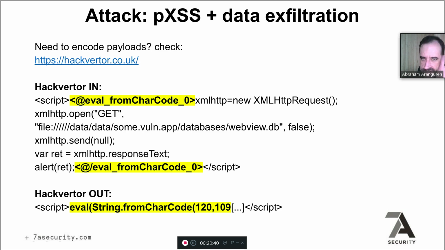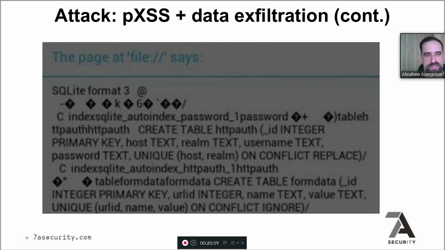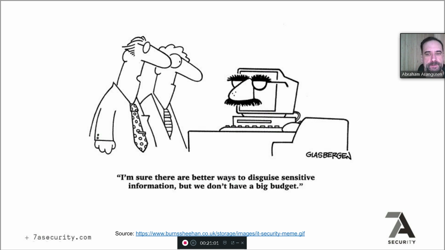So a new XML CDP request, and then we read some database from the application, and then we encode all these with eval from charcode. So this results in script eval string from charcode, and you can see there's no single or double quotes here. So then this allows the payload to work against the application. So this was the alert at the time.